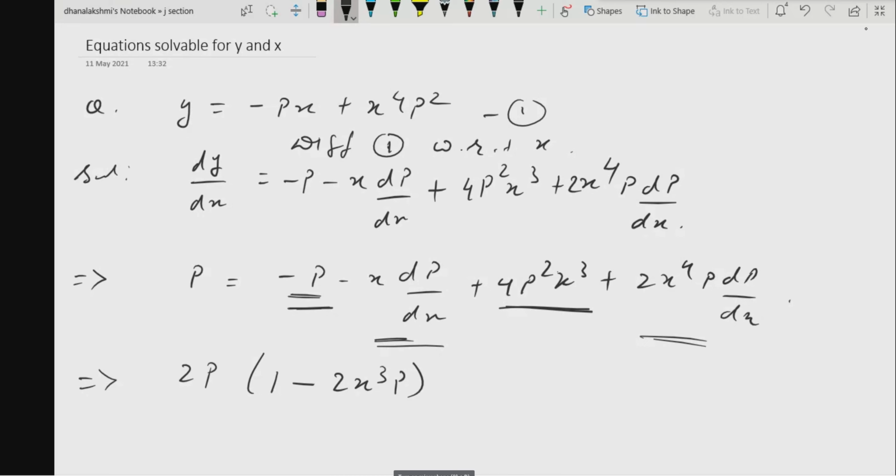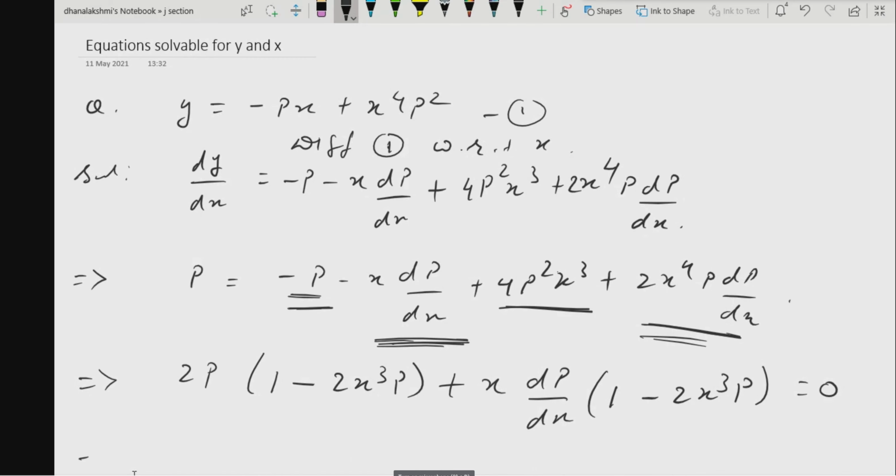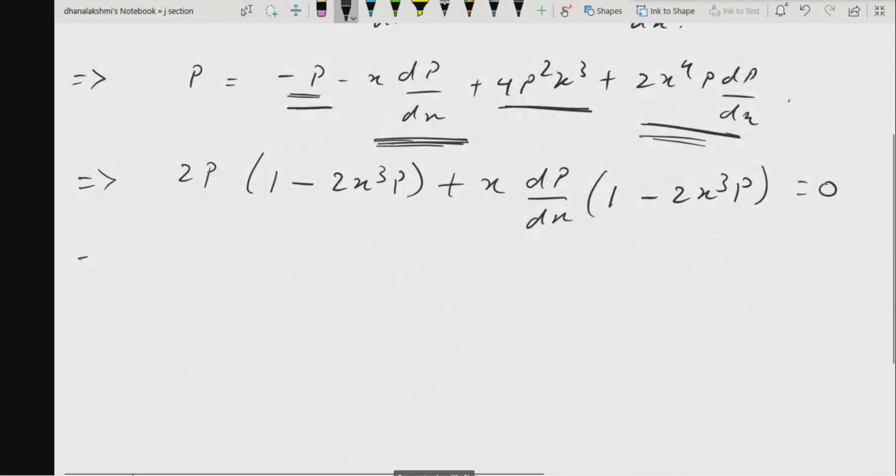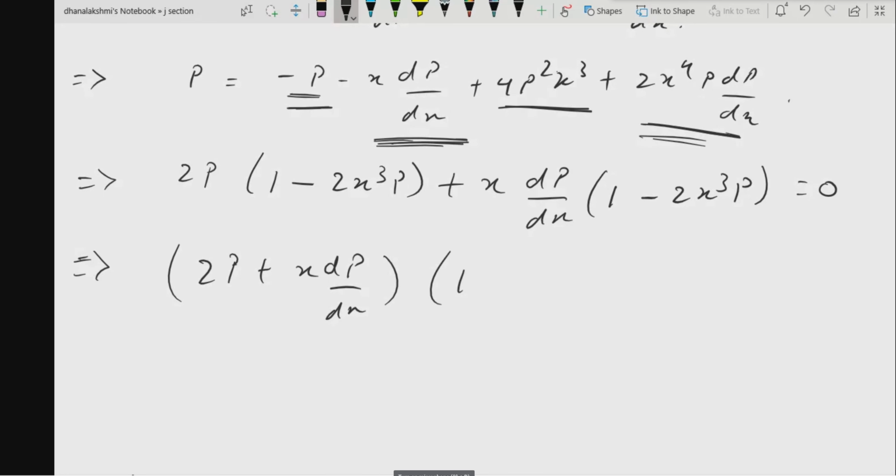Now this x dp from this one and x dp from this, the last term also I'll take common. So x dp by dx I'll take common. So again what I will have, 1 minus 2x cube p. Can I write it? Yes, ma'am. Now let us rewrite again these things. So this will be equal to 2p plus x dp by dx. This is 1. And the other factor will be 1 minus 2x cube p is equal to 0.